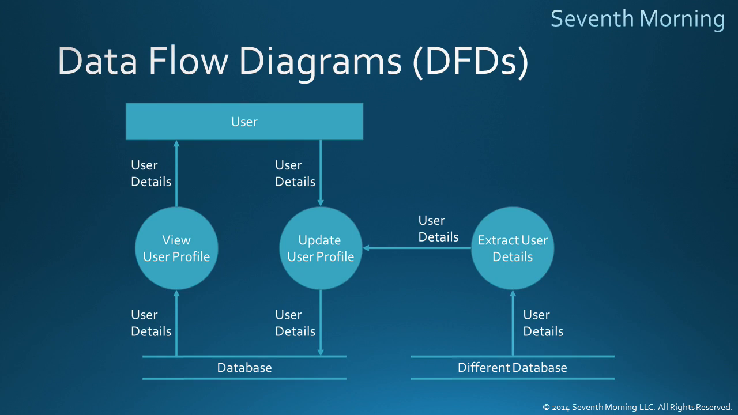Now, let's take a look at the other process and data store and see what they're about. All right, so here we have a process, extract user details, which takes user information from a different database. Maybe it's a different database within the organization, or maybe it's some external data. And it flows those details to the update user profile process, which in turn stores them in the database.